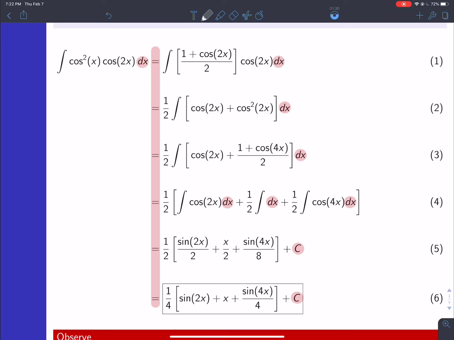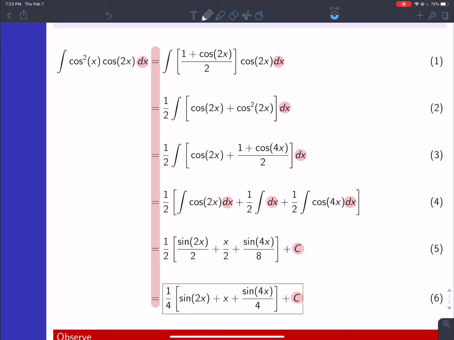So for example, in line 1, I applied a power reduction formula for the cosine squared of x. And of course, I'm doing this because I'm not a big fan of the cosine squared and the cosine not sharing the same arguments. Or even from line 3 to line 4, where I applied the linearity of integration, where I rewrote this integral of a sum as a sum of integrals.